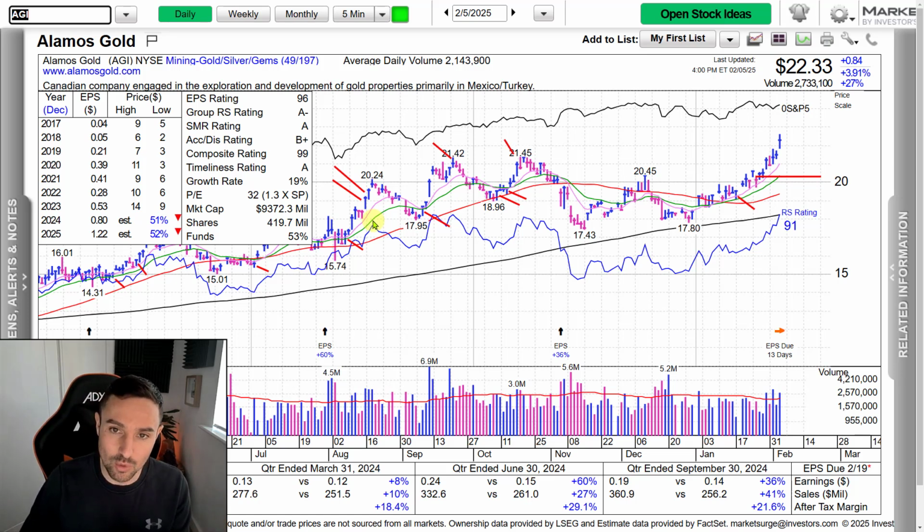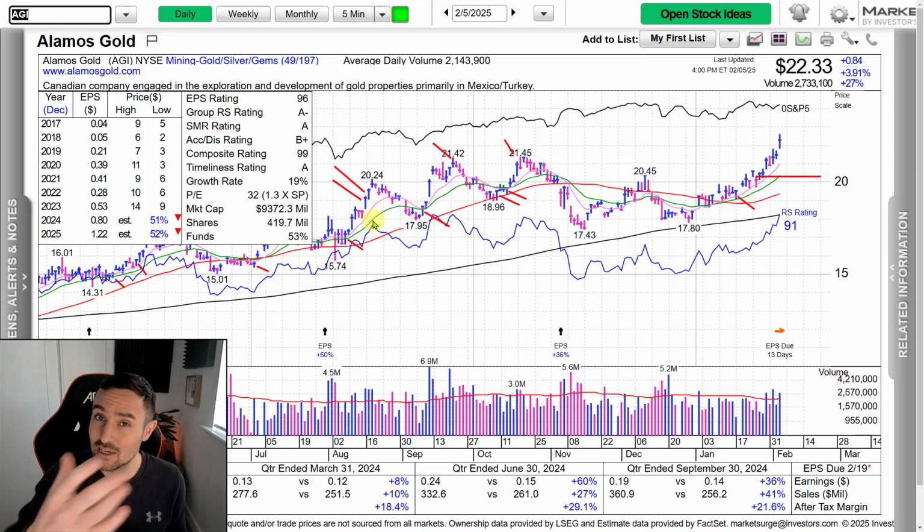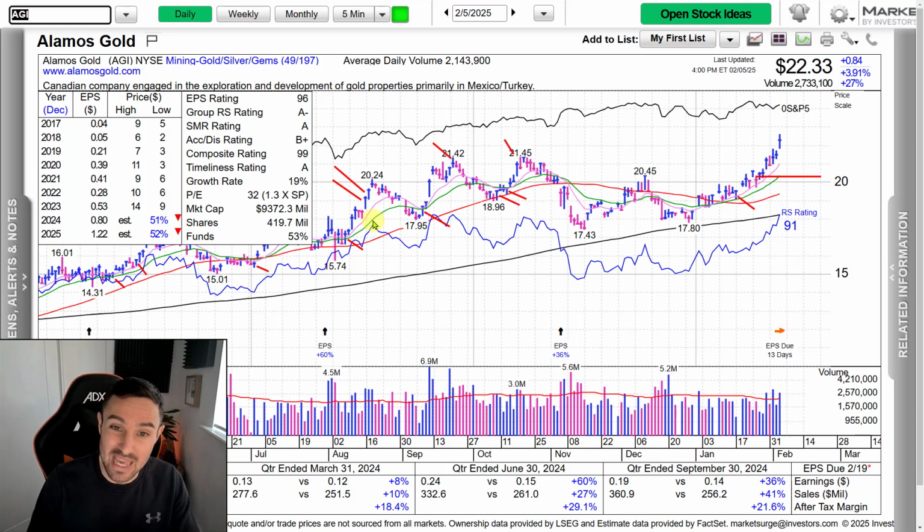Where I'm looking for them is when the stock pulls back in. It could just be a standard pullback, or the stock is basing, a VCP, a cup and handle, a Darvas box, a flag, a wedge, a pennant, whatever it may be.